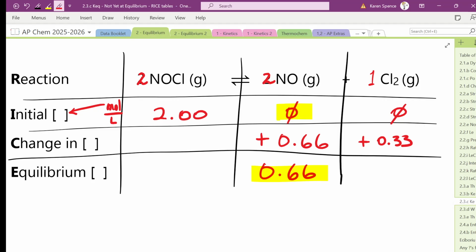Okay. Now, our NaCl, are we making it or are we using it up? Using it up because it is on the reactant side. So that's going to go down, and it's also got a coefficient of 2, so it's going to go down by 0.66. And now we have 2 minus 0.66 is 1.34. And this 0 plus 0.33 is 0.33.